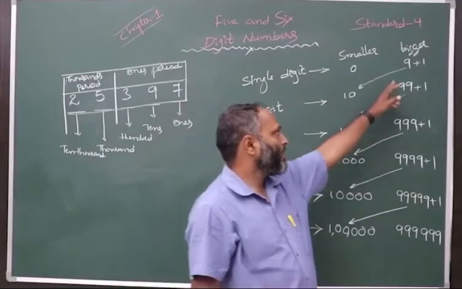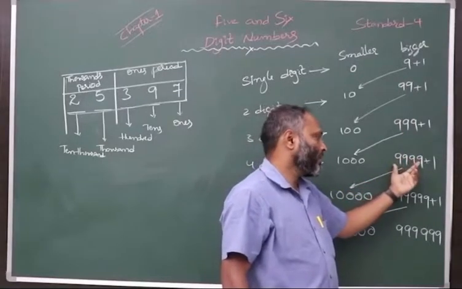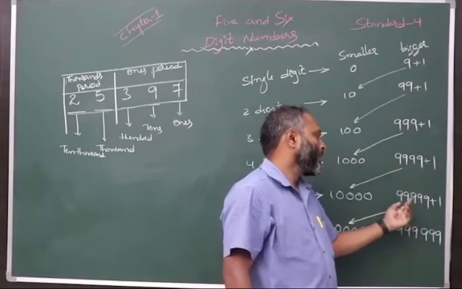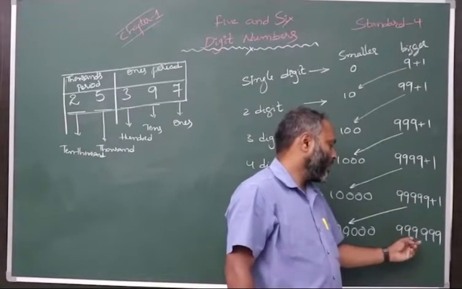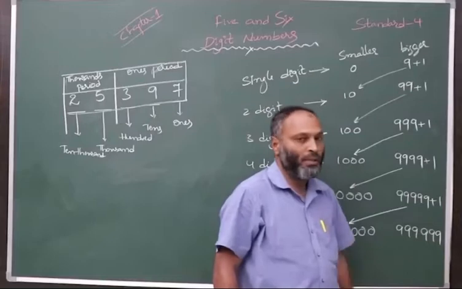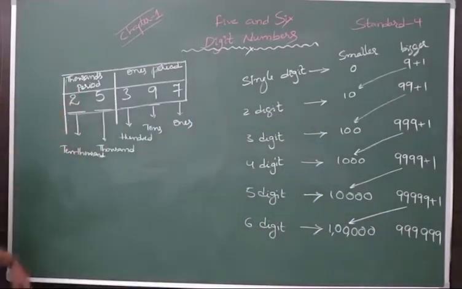So these are the bigger numbers: 9, 99, 999, 9999, 99,999, 9,99,999. In the same way, here this is the thousands period.